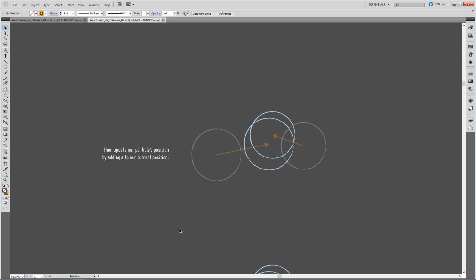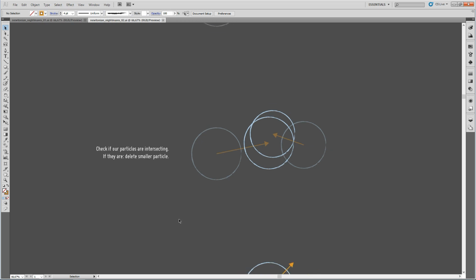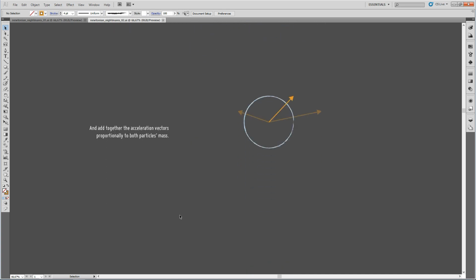After that, let's update our particles' position and move them along the acceleration vector, and then check if our particles are intersecting. And if they are intersecting, then we decide to delete the smaller particle of both, and finally update the remaining particle's acceleration vector by adding together both previous acceleration vectors proportional to the individual particle's mass. This is our basic particle system, so let's start implementing.